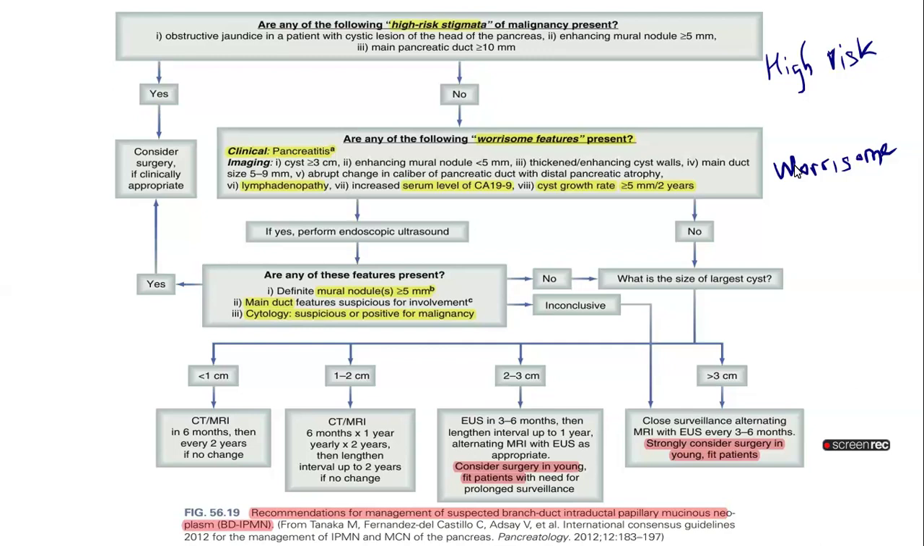lymphadenopathy, increased CA19-9, cyst growth more than 5 mm per 2 years, all these are worrisome features. If there are no worrisome features, then go ahead with the size of the cyst. Okay. If there are worrisome features, then go ahead with the endo ultrasound. So again, endo ultrasound will look for the definite mural nodule or main duct features suspicious for involvement, or cytology suspicious or positive for malignancy.